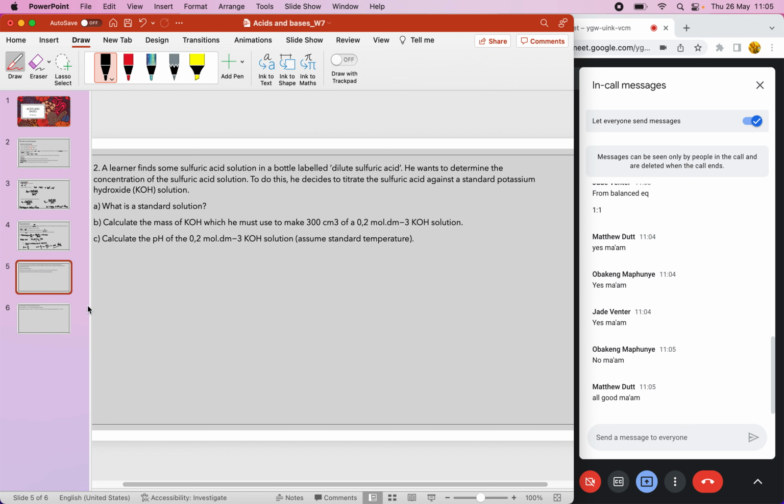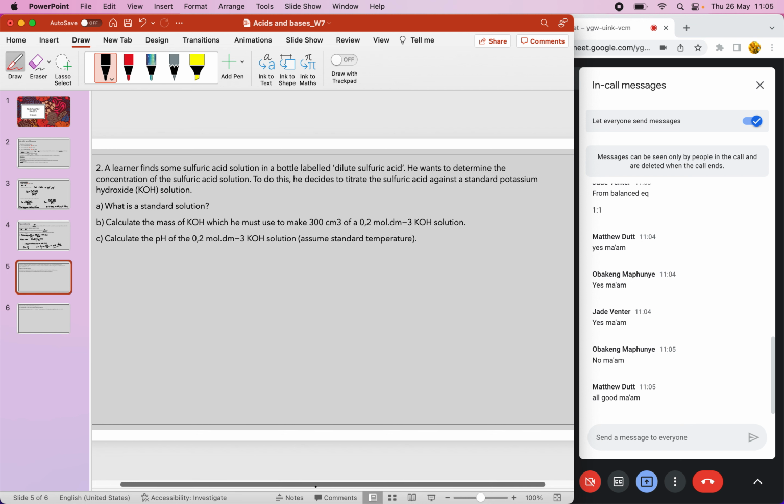Okay, let's go to the next question. This question says a learner finds some sulfuric acid solution in a bottle labeled diluted sulfuric acid. He wants to determine the concentration of the sulfuric acid solution. To do this, he decides to titrate the sulfuric acid against a standard potassium hydroxide. What is a standard solution? A standard solution is a solution where the exact concentration is known.